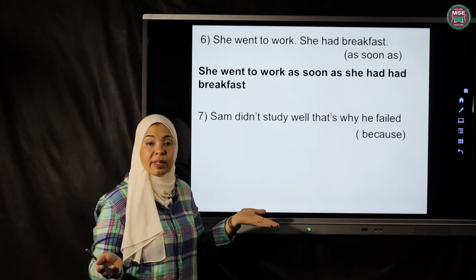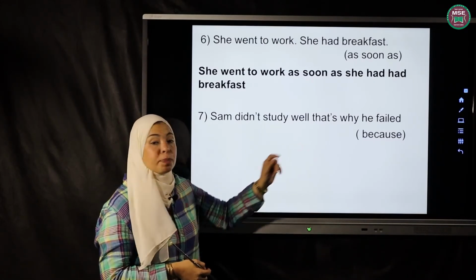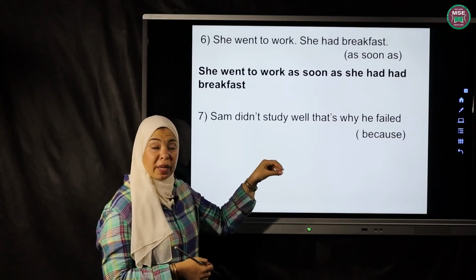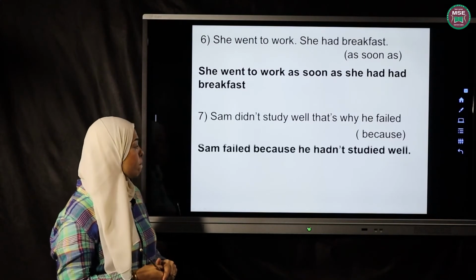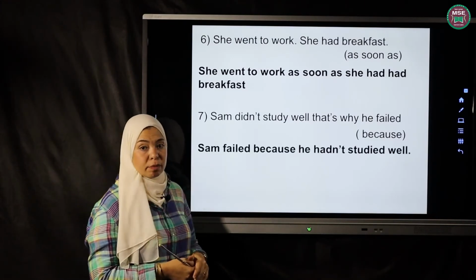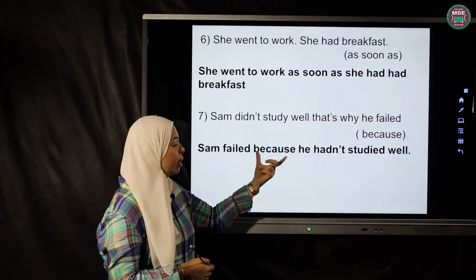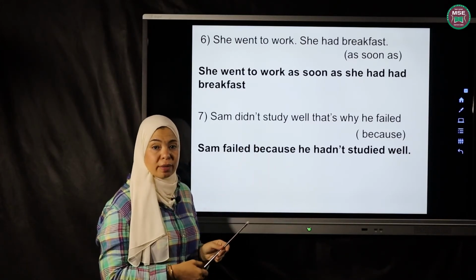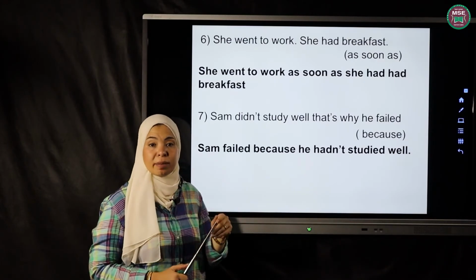Number 7, Sam didn't study well. That's why he failed. He didn't study, and the result, he failed. Okay? Use because. Of course, it's better to be in the middle of the sentence. Sam failed. That's the result. The result should be in the past form. Because he hadn't studied well. This is what he did first. He hadn't studied, and the result, that he failed.